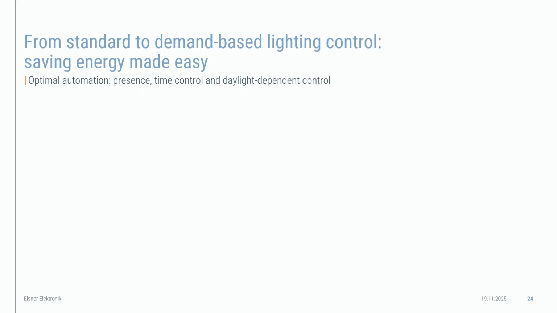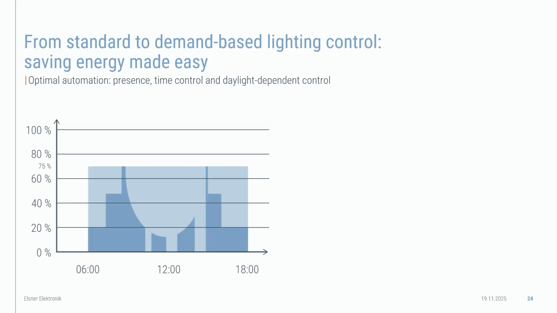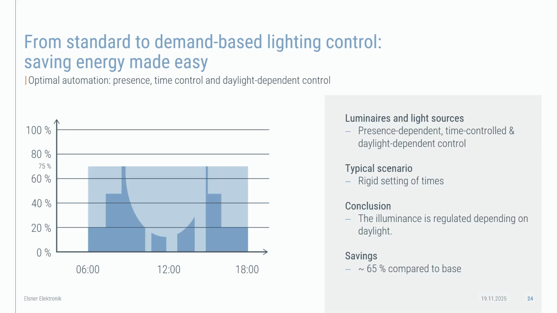The final graphic illustrates the optimal automation. Lighting is now controlled by time, presence, and constant light. This allows saving energy of up to 65%. So light automation is very important.